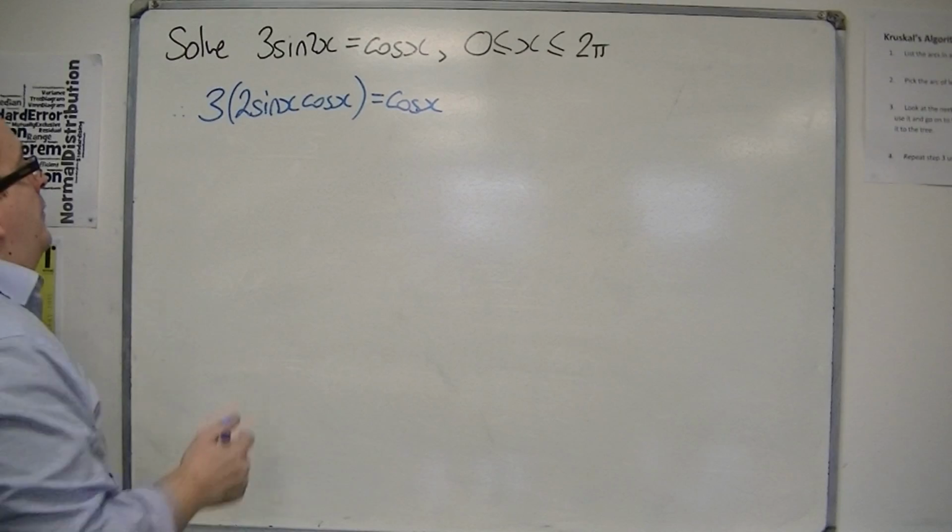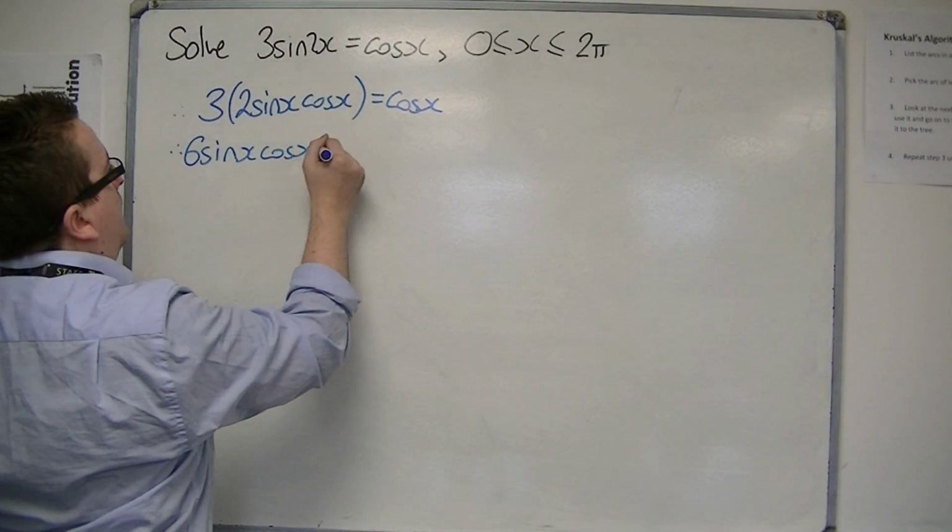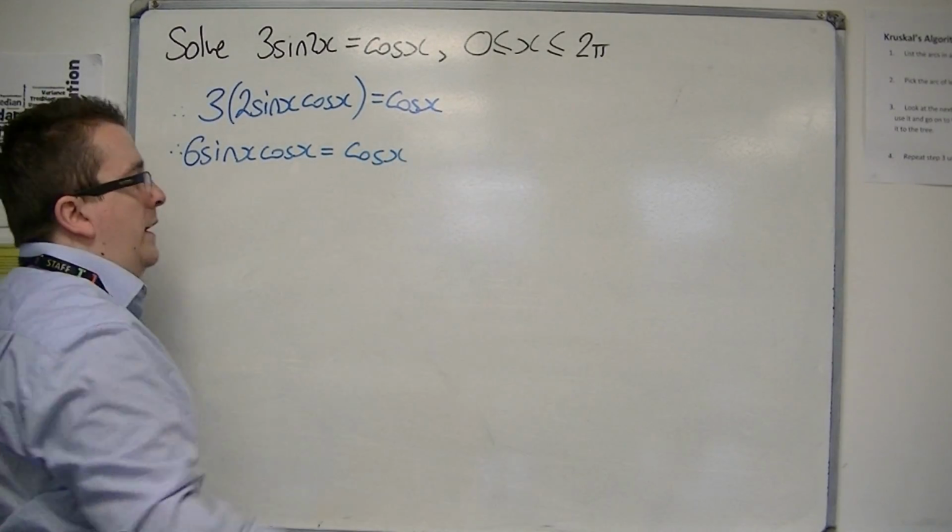Now, 3 lots of that, well, that's just 6 sine x cos x equals cos x. Okay, that's a nice easy step.